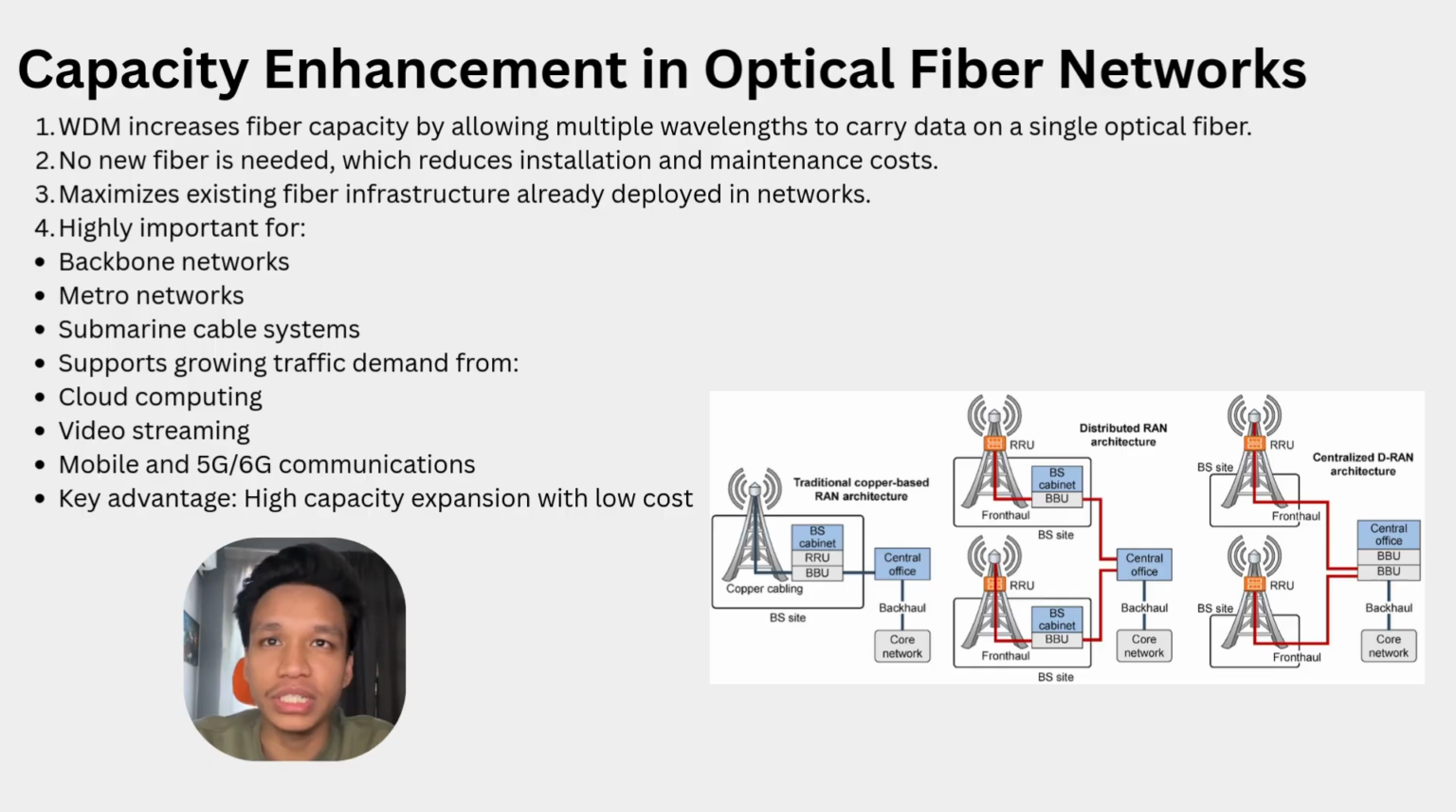One major advantage of WDM is that no new fiber is required, and this significantly reduces installation and maintenance costs while maximizing the use of existing fiber infrastructure that has already been deployed. Because of these benefits, WDM plays a critical role in backbone networks, metro networks, and submarine cable systems, where high capacity and long-distance transmission are required.